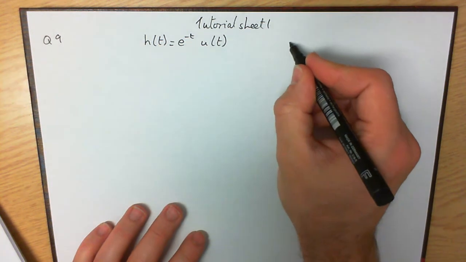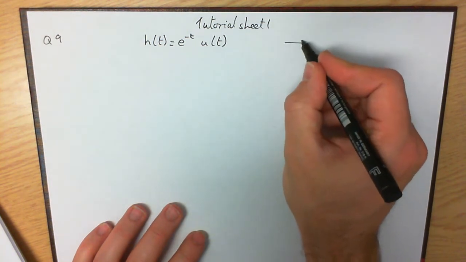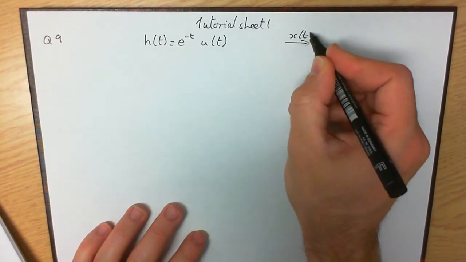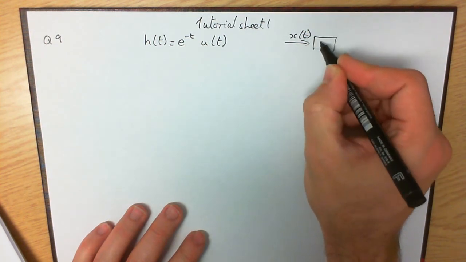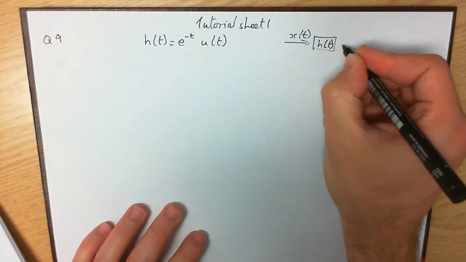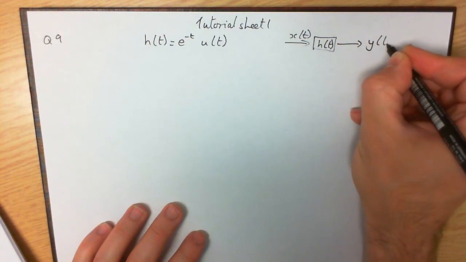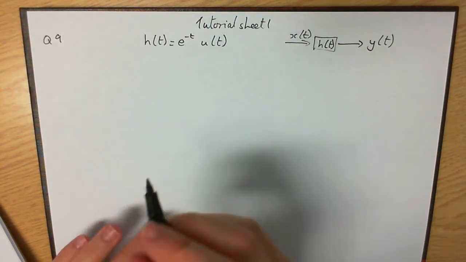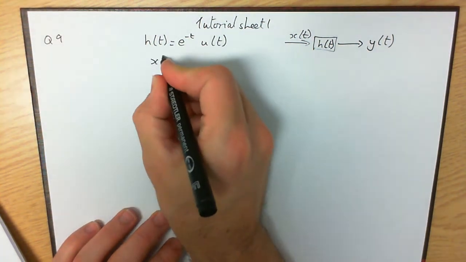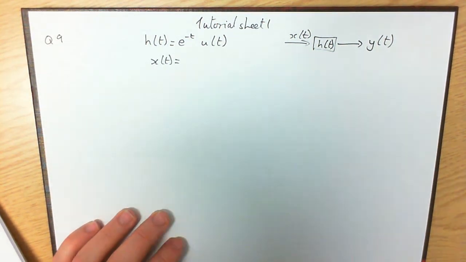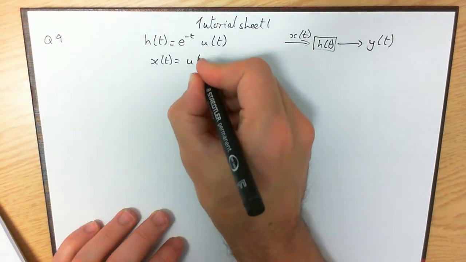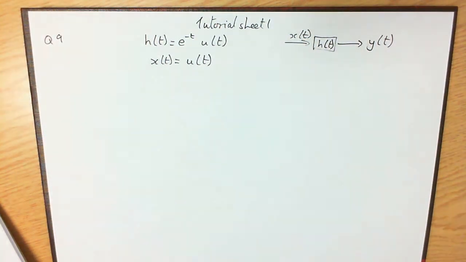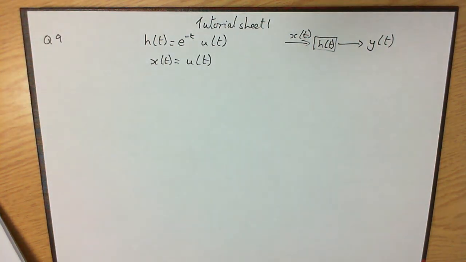So what we have here is that we're going to put a signal x of t into a system which has an impulse response h of t, and we're going to get an output response y of t. So our x of t in this case is equal to a step. So x of t is u of t.